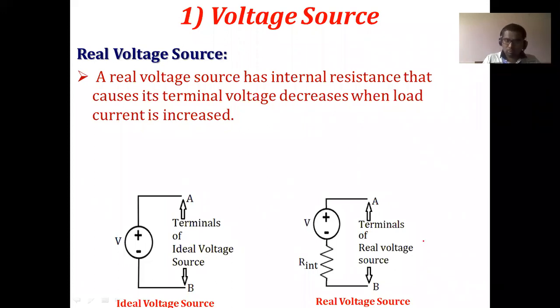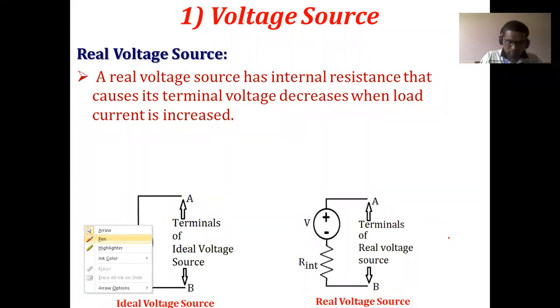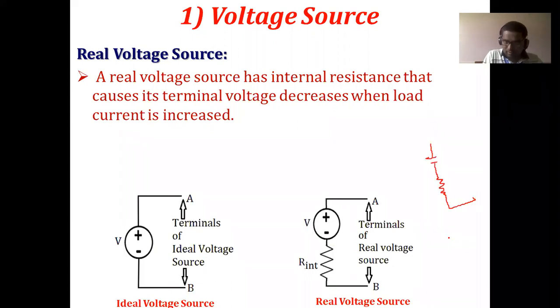You can also write it in a slightly different way. Let me try to draw it here. Here I can see that this is the ideal source and this is the internal resistance and this is A, and so I say that this is the resistance and the ideal source V.